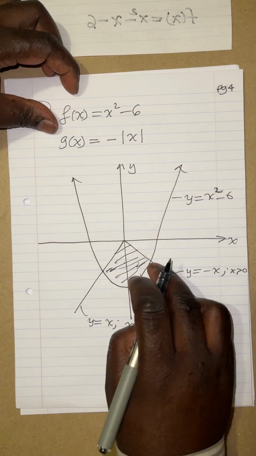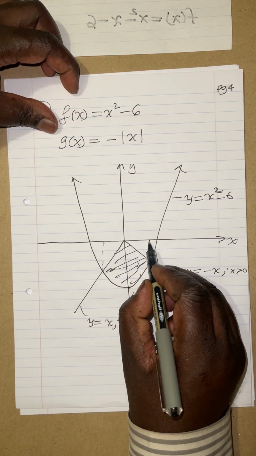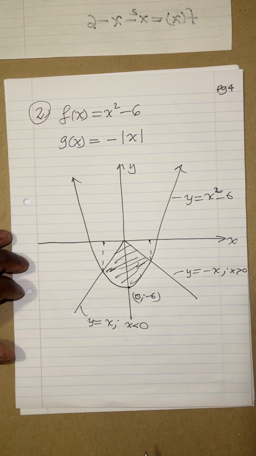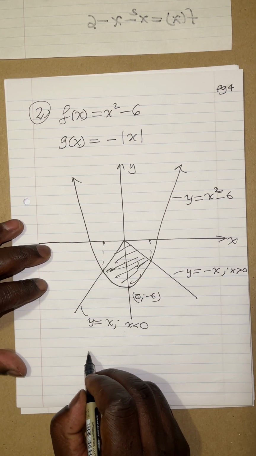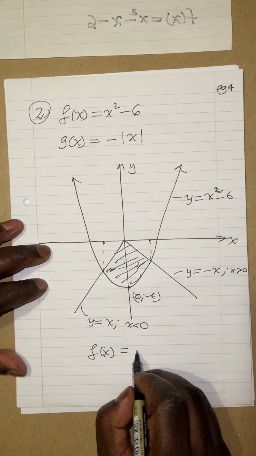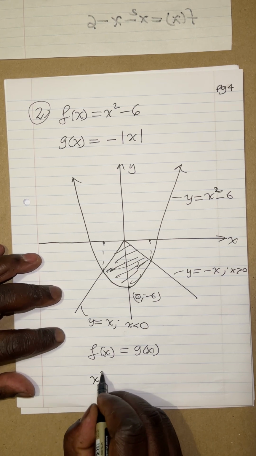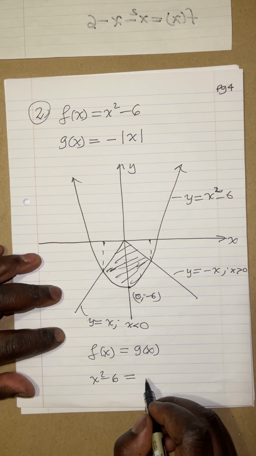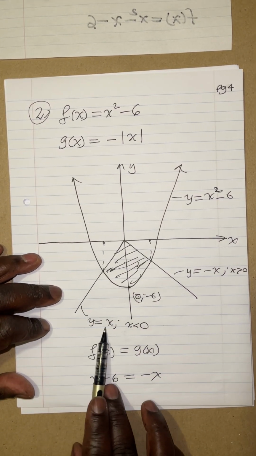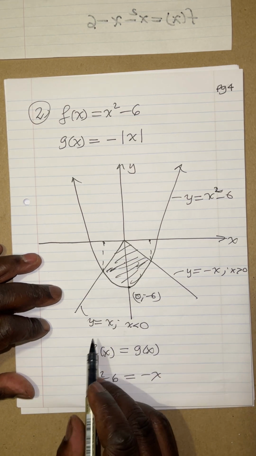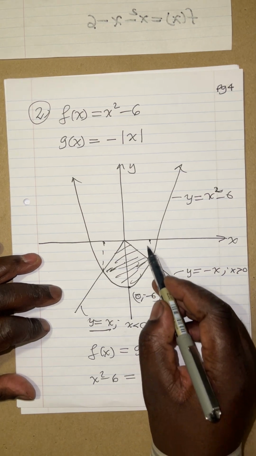Now, how do I determine the points of intersection in order to work out the limits of integration, the values of x at that point and that point? All I have to do is equate the two functions. What am I saying? I'm saying f of x equals g of x. Now, remember, g of x has two expressions. So we're saying x squared minus 6 is equal to minus x, if you're interested in this part here. For the other part, y equals x, it will be your interest in that point there.